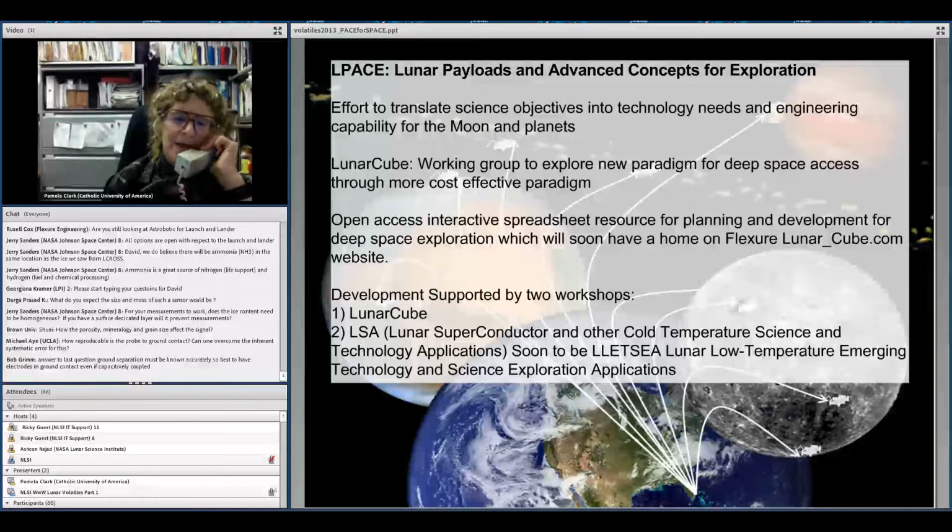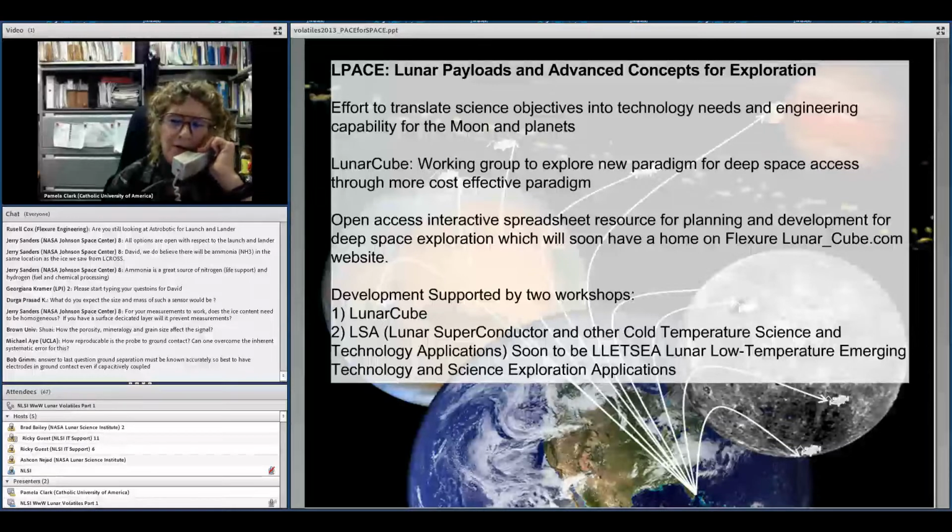And also a workshop now held annually to look at cold temperature technology and science applications for the lunar surface as one of the most challenging environments in the solar system. If you can figure out how to survive on the lunar surface or even get to the moon with relatively few resources, you go a long way in opening up the rest of the solar system for exploration.